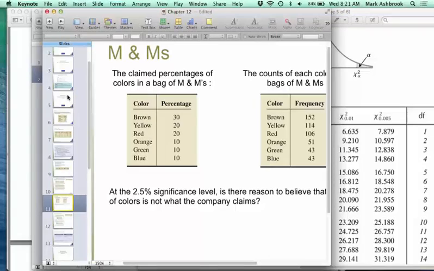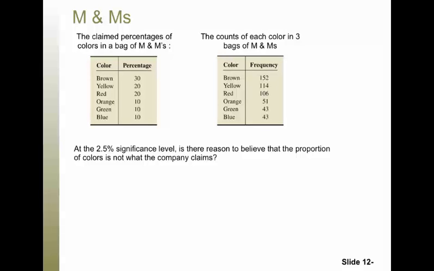Okay, so here's kind of a cool example. M&M's does research in terms of what percentage of the colors in a bag will generate the most sales, right? So they don't just randomly throw the colors in there. They specifically try for a certain proportion of colors because somehow by changing the proportion of colors, it affects their sales. So they're trying to maximize that. So here are the claimed percentages by the company.